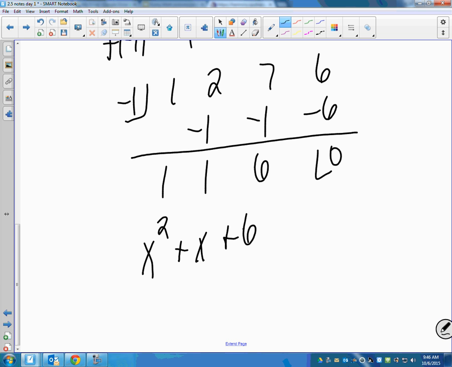You want to say 3 and 2, but because that's a plus 6, those have to be the same sign, so that's not going to give you 1 in the middle. So let's do the quadratic formula.